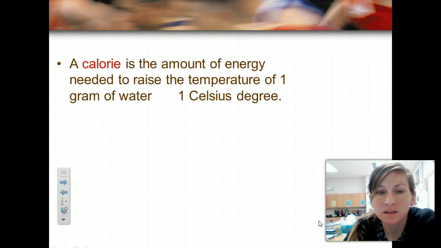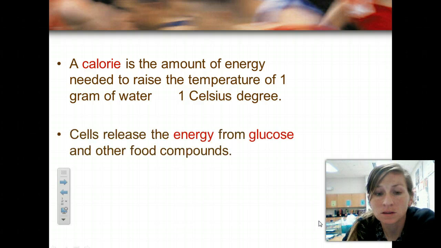Okay, a calorie is the amount of energy needed to raise the temperature of 1 gram of water 1 Celsius degree. Now, to keep it simple, calories are basically how we count the amount of energy that we're taking in from our food. It's always on the nutrition facts section of the boxes of food. If you look on the side of a cereal box, you're going to see the nutrition facts. It's going to tell you how many calories. That's the amount of energy you're taking in from that type of food source.